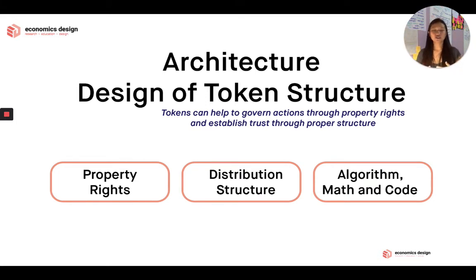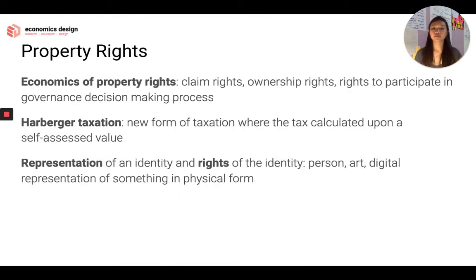And lastly, we're also going to look at algorithm, the math, and code, because all these are just concepts, right? Just design variables that we want to implement into the token. But ultimately, the real test of whether these things are implemented is in the code, in the algorithm, in the mathematical formula. So that's something that we want to look at. So when we talk about property rights, we're looking at the economics of property rights, like the claim rights, ownership rights, rights to participate.